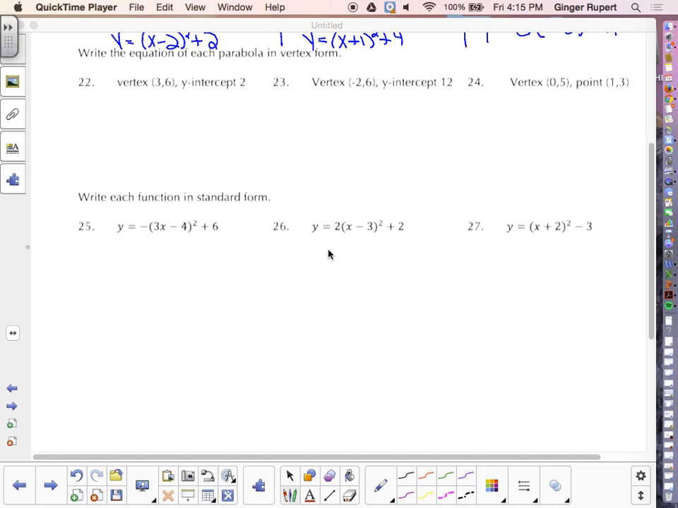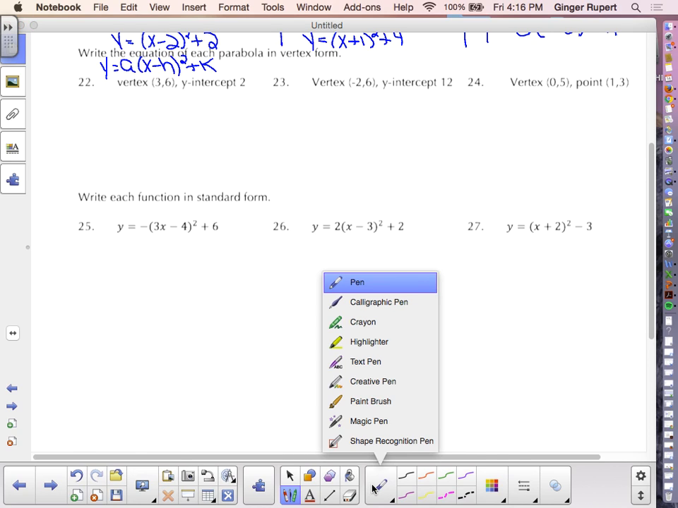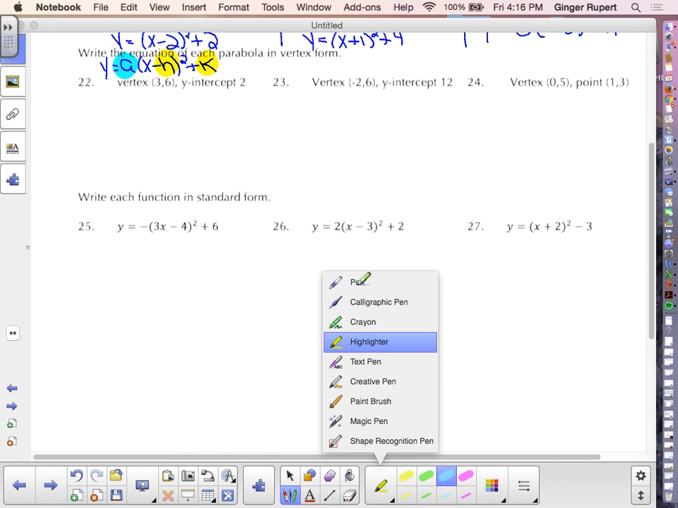Let's take a look at the remainder of this particular worksheet. Numbers 22, 23, and 24 ask you to write the equation of the parabola in vertex form. Vertex form is this: y is equal to a times (x minus h) squared plus k. So in order to write this in vertex form, I need a couple of things. I need h and k, which are the vertex, and then I need the value of a. So let's take a look at how we're going to do that.